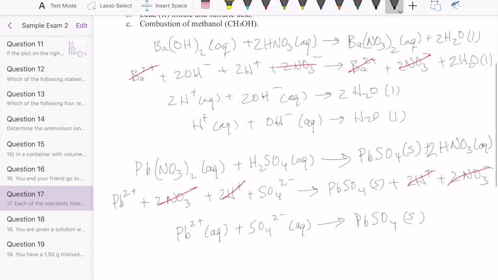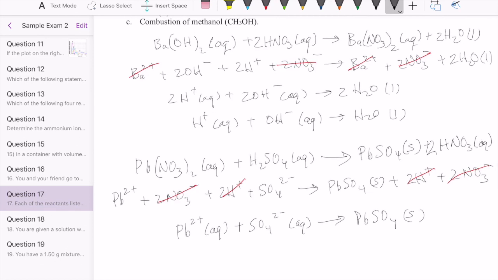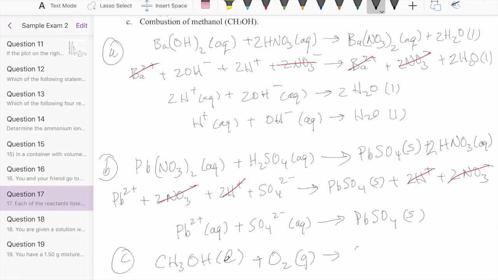Okay, the last reaction is a combustion reaction of methanol. Methanol's formula is given there, CH3OH. So methanol is a liquid. Combustion means a reaction with oxygen gas. And remember, when these organic compounds are being combusted, you have 2 products. CO2 is one and H2O is another. So to balance this out, it should end up giving you 2, 3, 2, and 4 for the coefficients.